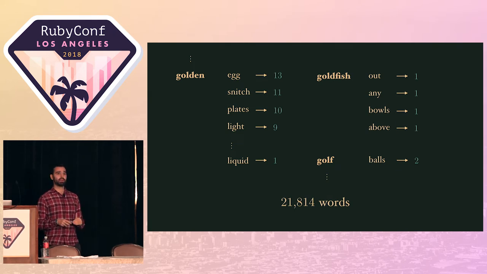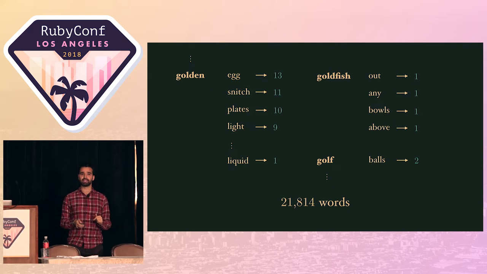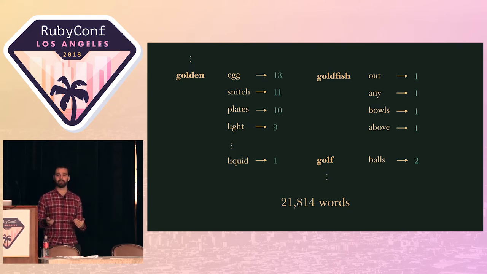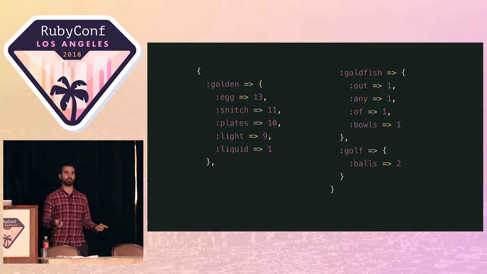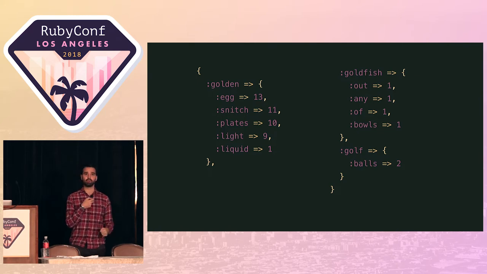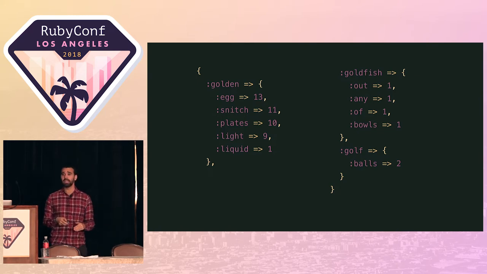So how would we represent this in Ruby? Well, you can maybe guess from the way this is laid out that a nice way to represent it is just as a simple Ruby hash, right? So something like this is what we want to end up with. Okay, so let's look at how we actually do this in code.